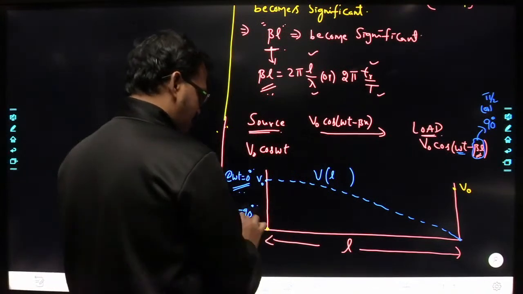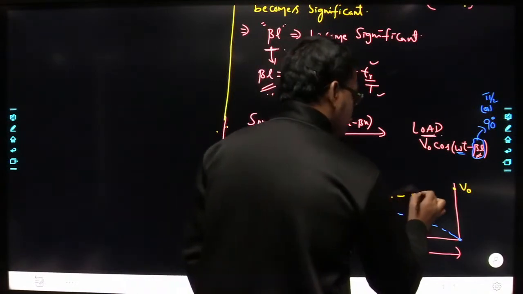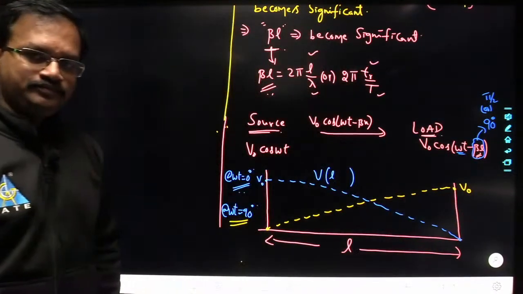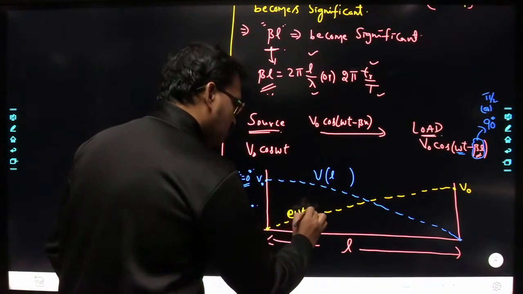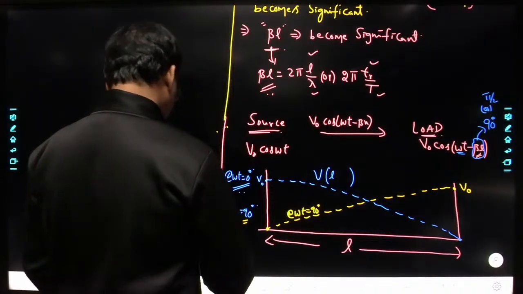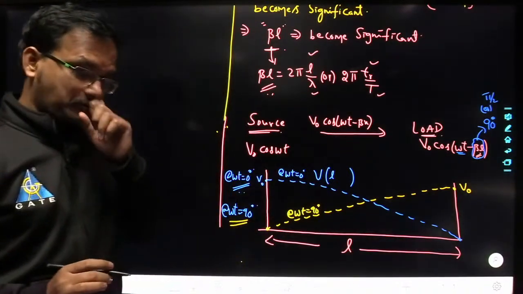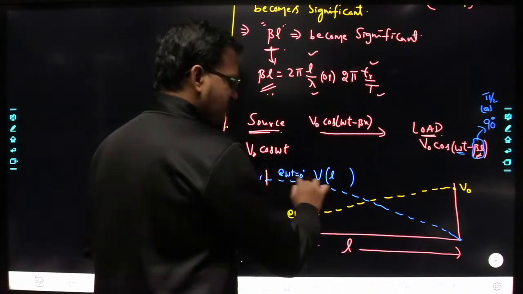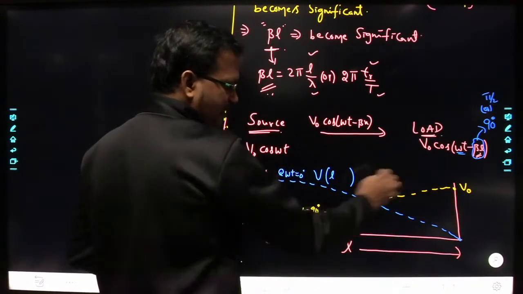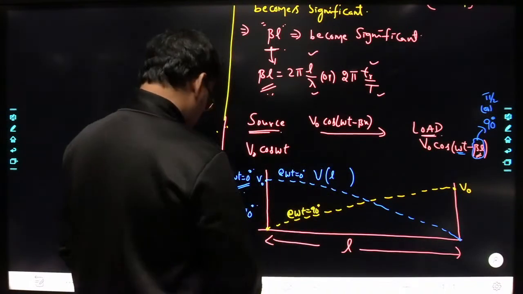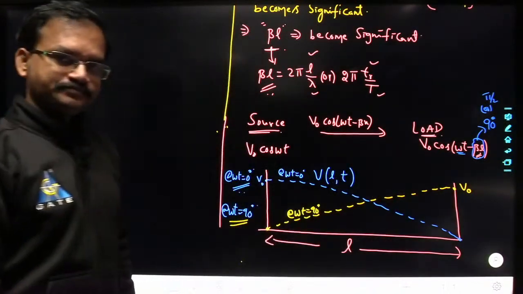So the voltage along the transmission line at this instant is varying in this manner. Understood? This is at omega t equal to 90 degrees, and this is at the instant omega t equal to 0 degrees. Understood? This is at one instant of time and this is at another instant of time. So with respect to time also, the voltage is varying. So the voltage is a function of both space as well as time. Understood?